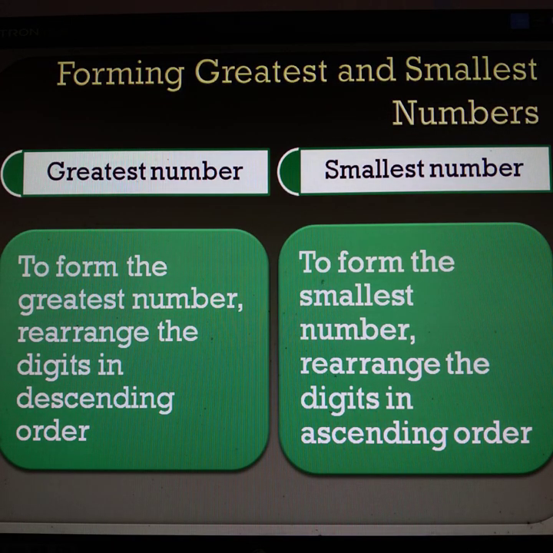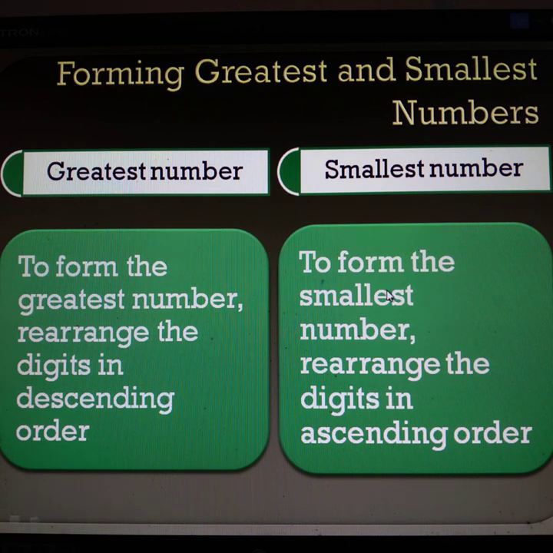Hello everyone, today we will learn to form greatest numbers and smallest numbers from given digits. Now how to form greatest number and how to form smallest number. To form the greatest number, rearrange the given digits in descending order. That is, if we want to form the greatest number, we have to rearrange the digits in descending order.